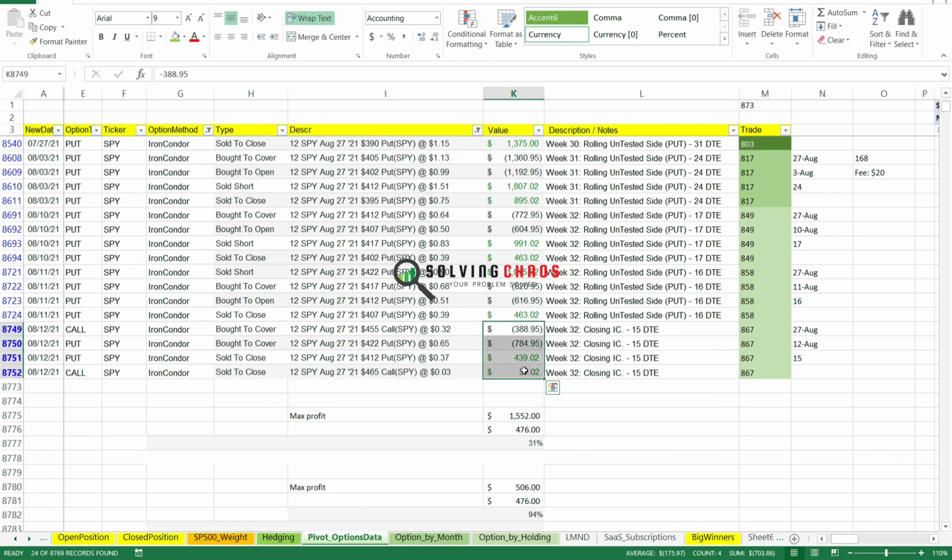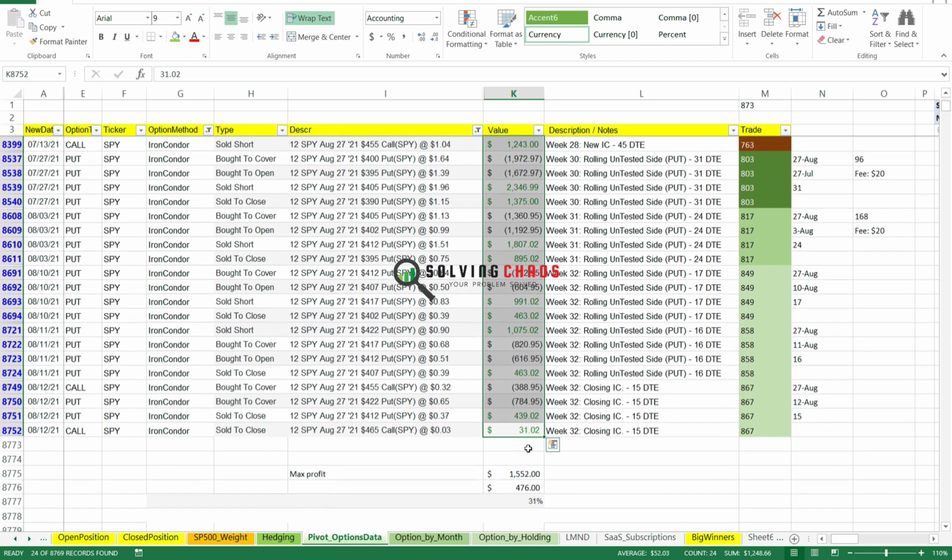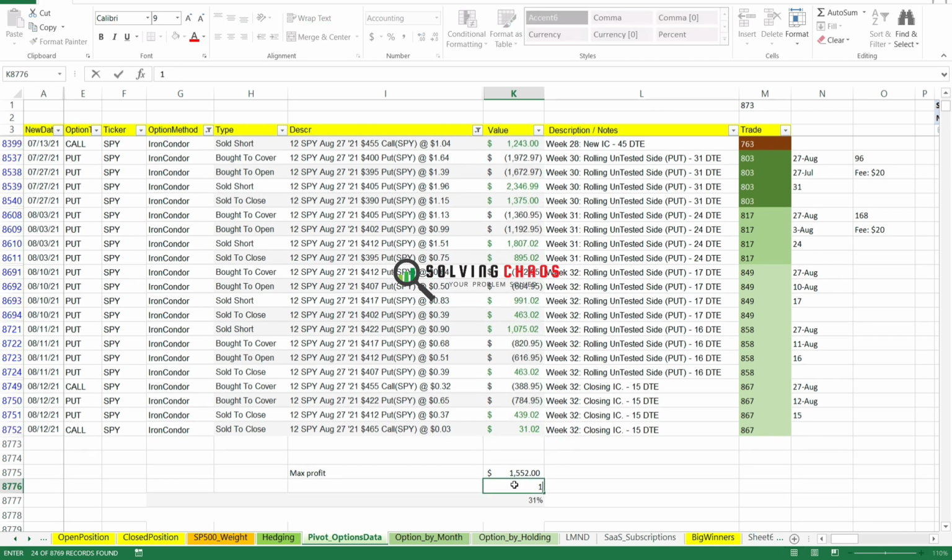So it makes it look like I made $800 on this one. But let's find out what really happened. If you scroll this all the way up, it says I collected $1,248. So I made 80% of the max profit. And this number is clearly much higher than the $700 it cost me to close.